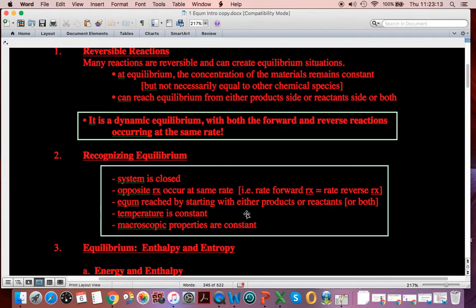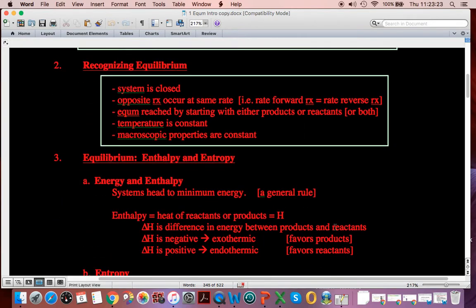The equilibrium can be reached by starting with either all the products or all the reactants or some combination. The temperature is constant and the macroscopic properties do not change.